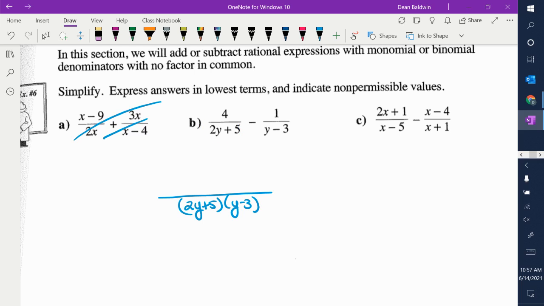This one, you just need to multiply by y minus 3 on top and bottom. That's technically what you would do, right? To get your common denominator. The shortcut is to bring this and just multiply it up. So you would just write 4 times y minus 3. And then this one would normally be multiplied by 2y plus 5 on the top and the bottom. You just bring that and multiply it by that. But remember, there's a negative there, so it's minus 1 times 2y plus 5.